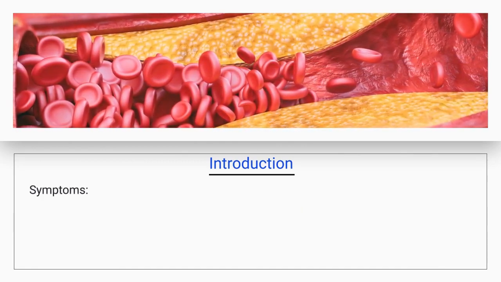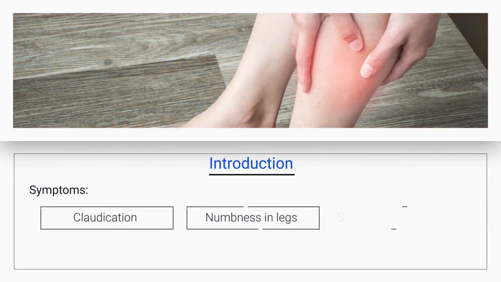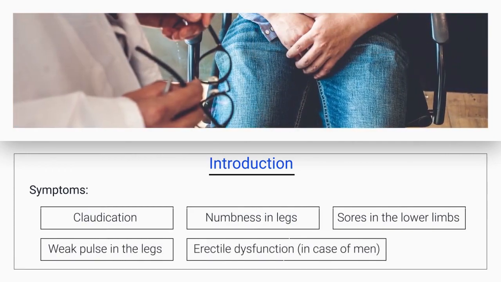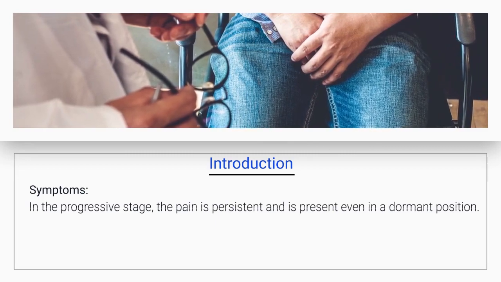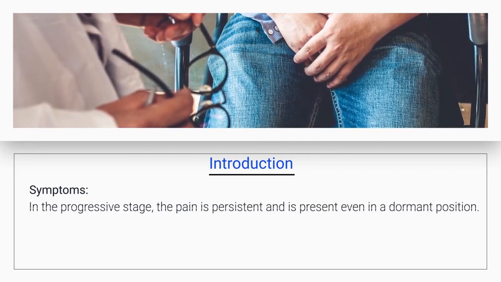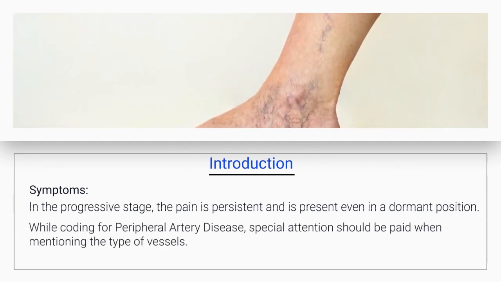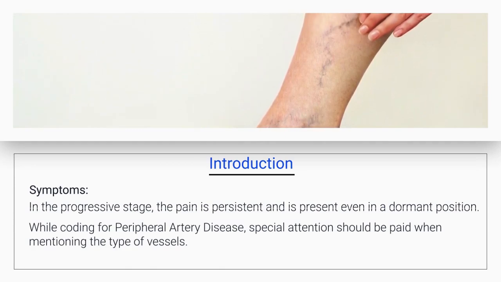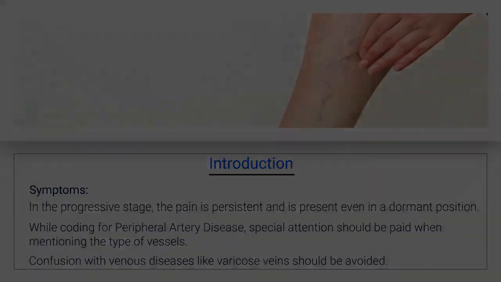The most common symptoms of peripheral artery disease include claudication, numbness in legs, sores in the lower limbs, weak pulse in the legs and feet, or even erectile dysfunction in case of men. In the progressive stage, the pain is persistent and is present even when a person is sitting in a dormant position. While coding for peripheral artery disease, special attention should be paid when mentioning the type of vessels. Confusion with venous diseases like varicose veins should be avoided.